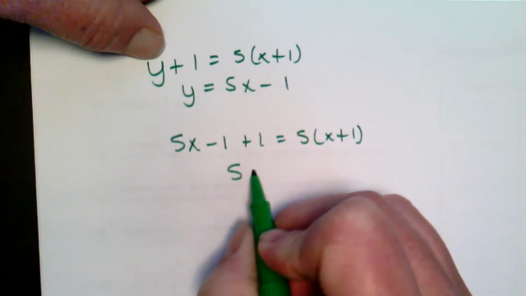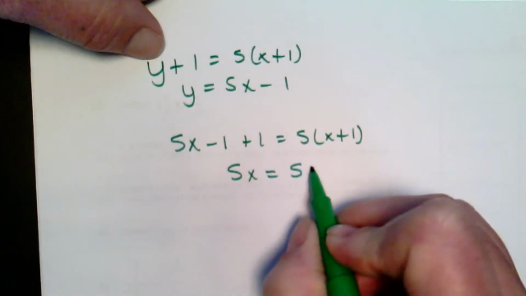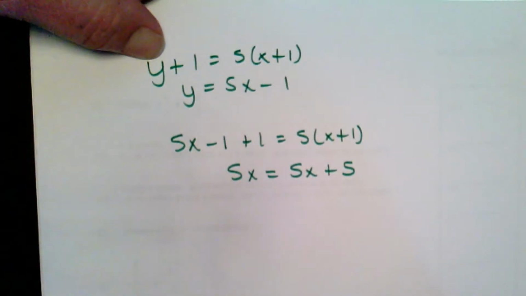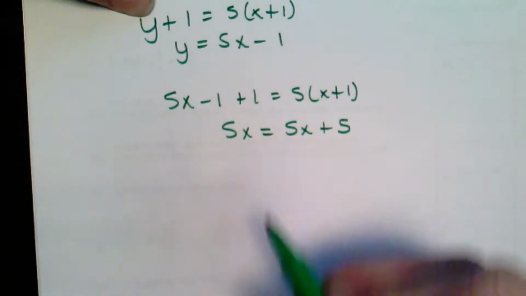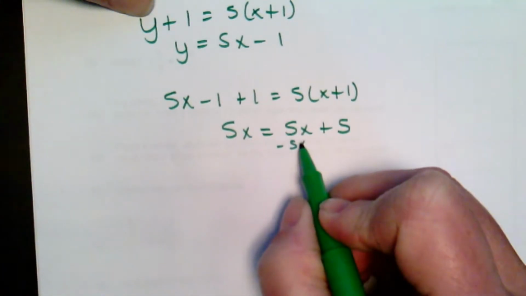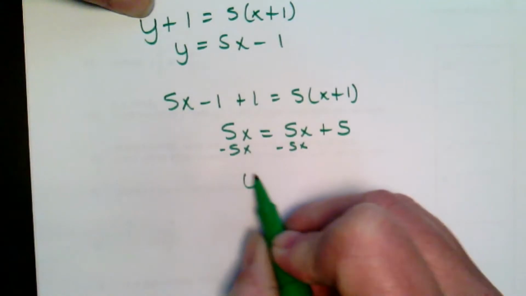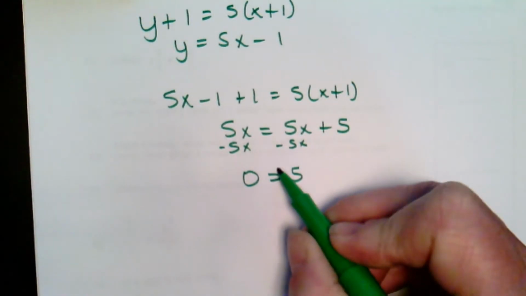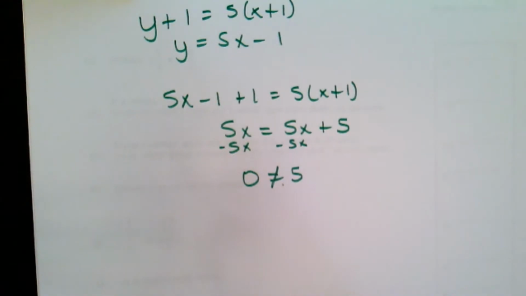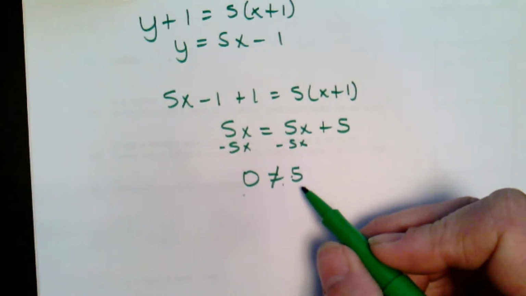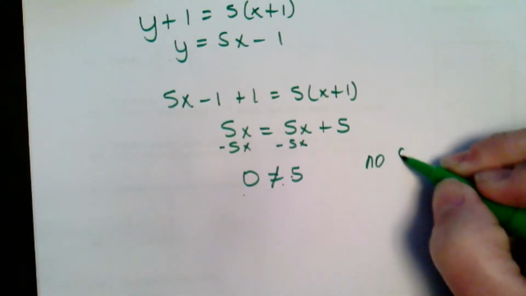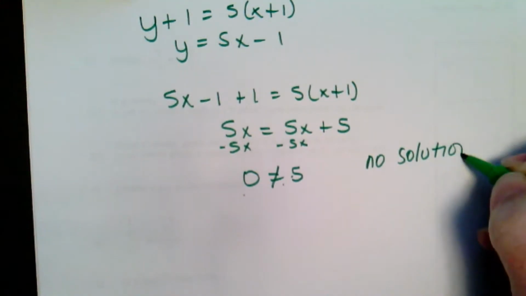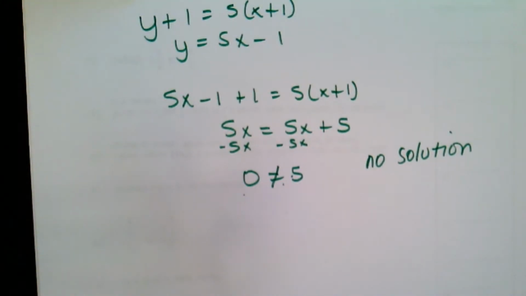If I simplify this, I can see we're going to have a problem. So if I subtract 5x from both sides, I have nothing left on that side. And this is a not true statement. 0 does not equal 5. When this happens, there is no solution, which means these lines never cross.